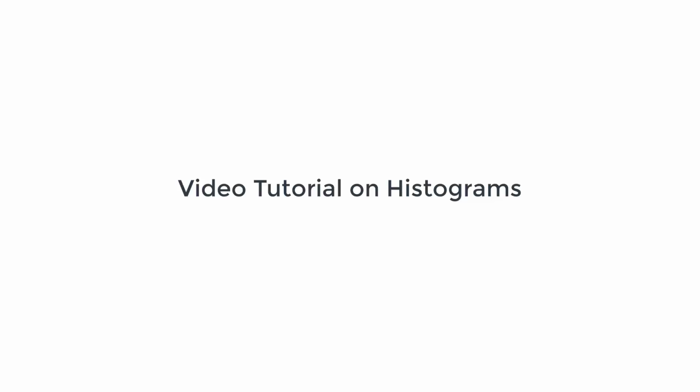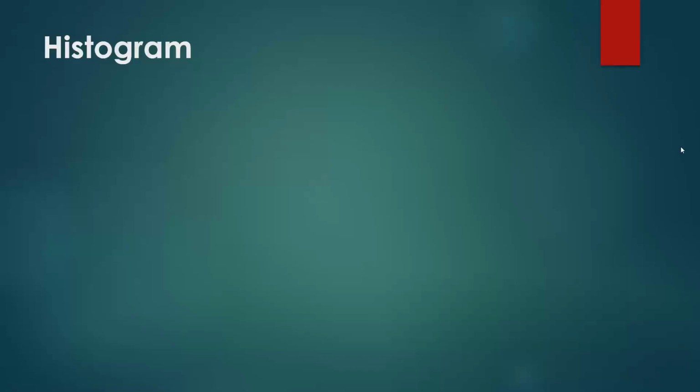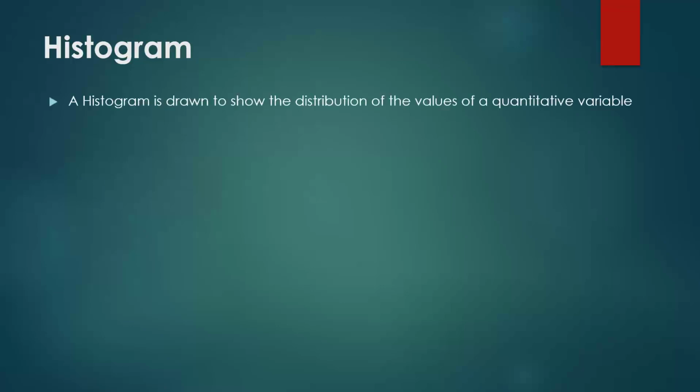In this video, we will learn what a histogram is and how to draw one. So what is a histogram? A histogram is a chart that shows the distribution of the values of some quantitative variable. How are the values distributed? How many values are in a certain range? How many values are in a certain other range, and so on.